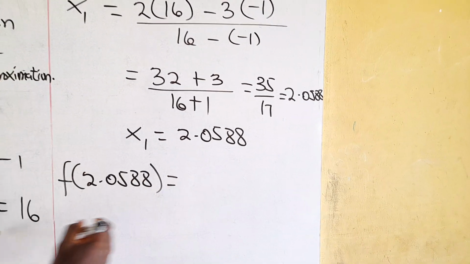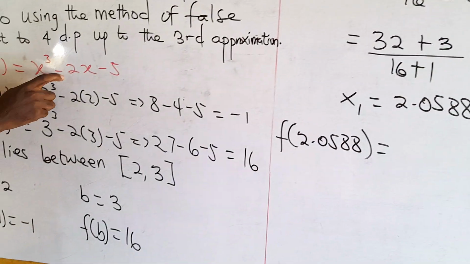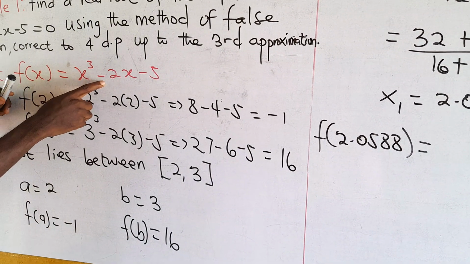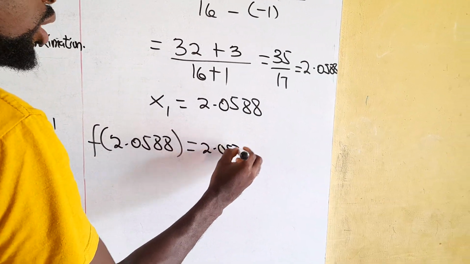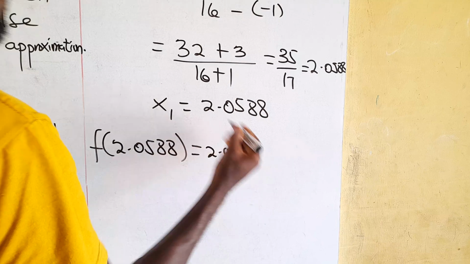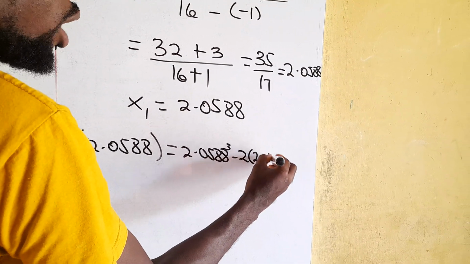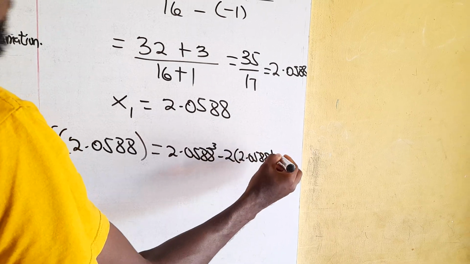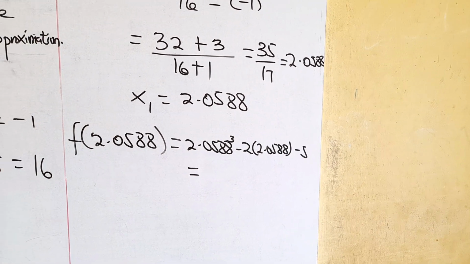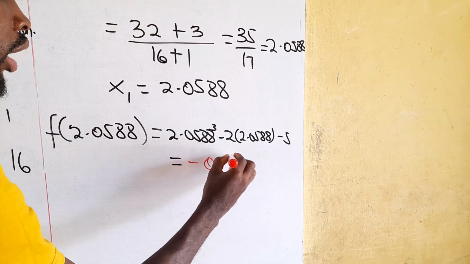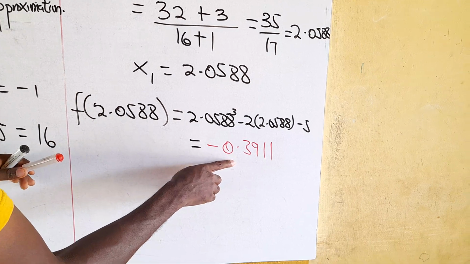That means any place we see x here, we substitute 2.0588. So we have 2.0588 cubed minus 2 times 2.0588, then minus 5. That will give me -0.3911. So you see that this produces a negative outcome.